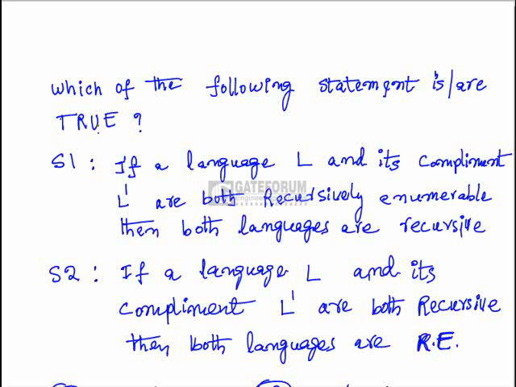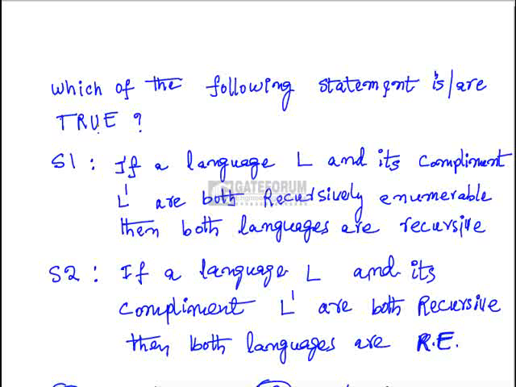Which of the following statements is true? So two statements were given. We need to find out the true statements. If a language L and its complement L dash are both recursively enumerable, then both languages are recursive. Statement S2 is, if a language L and its complement L dash are both recursive, then both languages are recursively enumerable. So actually here recursive is a subset of recursively enumerable.